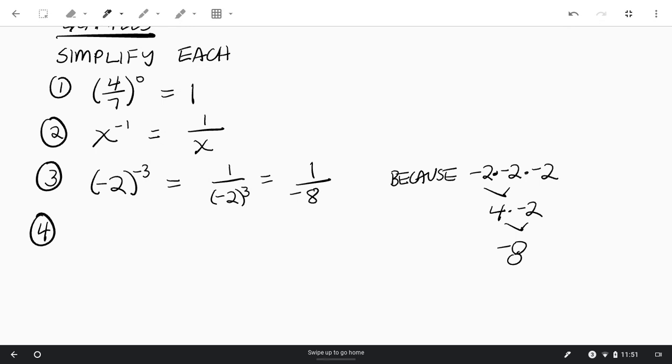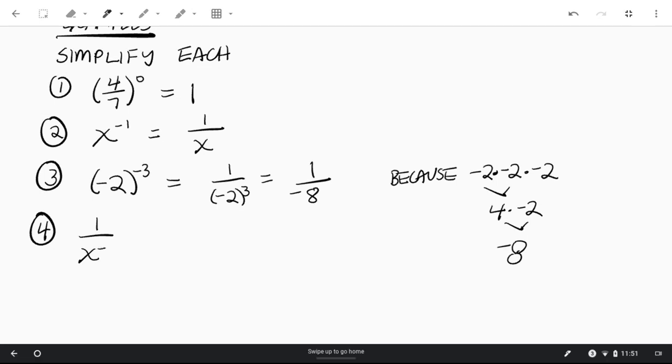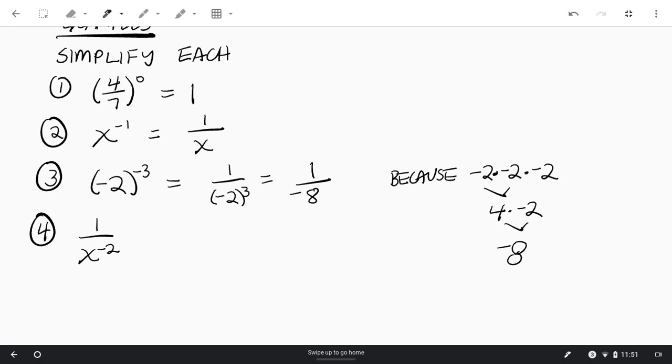All right. And let's suppose that we already have it like this, and this x has a negative exponent. So again, you just take the reciprocal of this, and taking the reciprocal of this will bring that x back to the top, and the exponent will become positive.